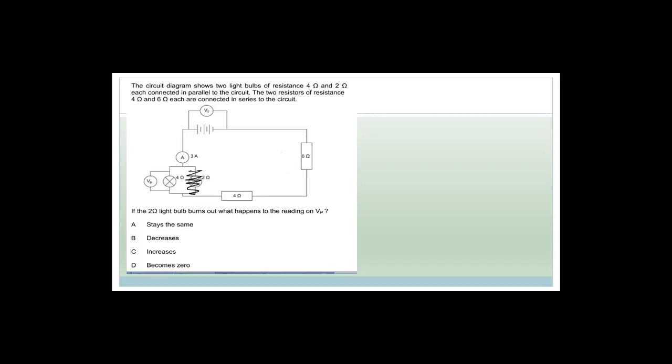Another way to think of it is that a voltmeter is measuring the amount of energy required to get through a certain section. And with the 2-ohm resistor light bulb still being there, there would have been less resistance because we would have had a branch. But now it's gone. So there's a greater resistance that's going to take more energy to get through that section, and therefore the voltmeter reading is going to increase.